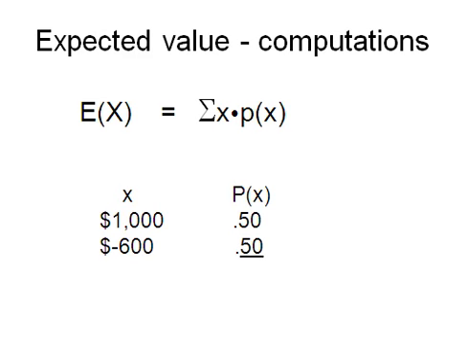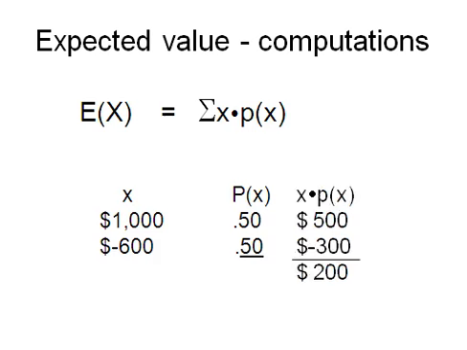The expected value of a probability distribution is found by taking this formula. You take the sum of x times the probability of x. So I would take 1,000 times 0.5 and negative 600 times 0.5. I'd get a positive 500 and a negative 300. I then sum it, and I get 200. This $200 is called the expected value.